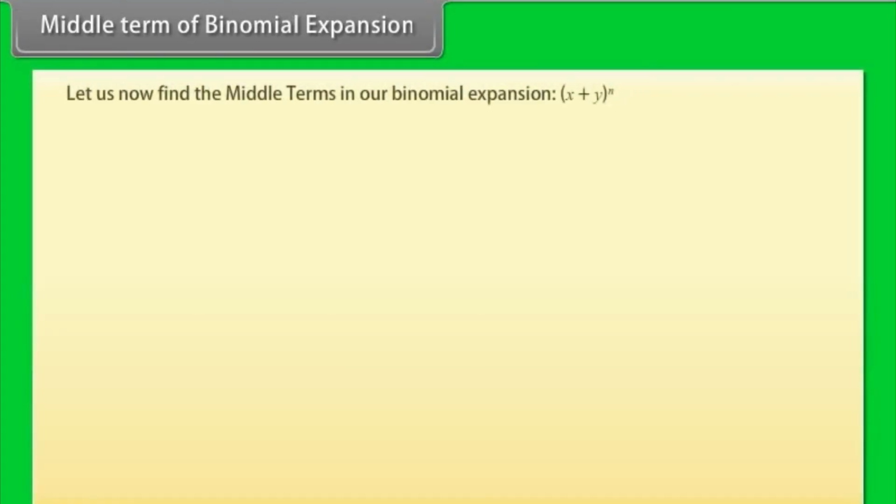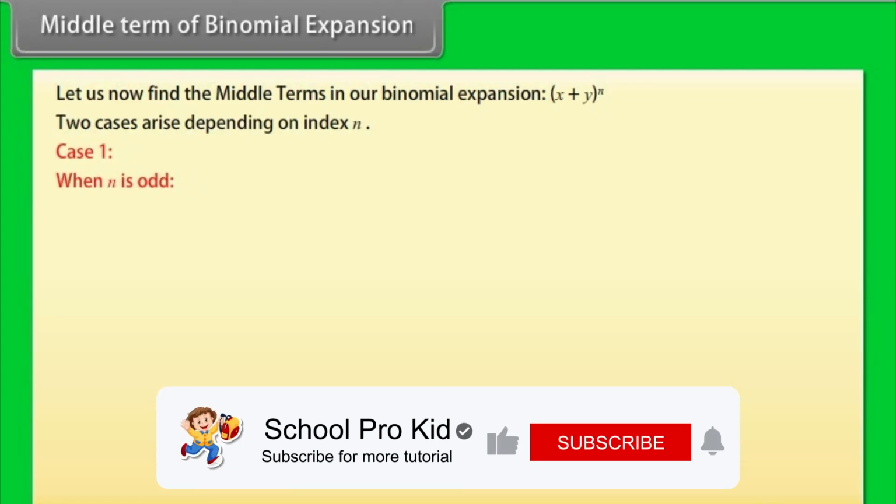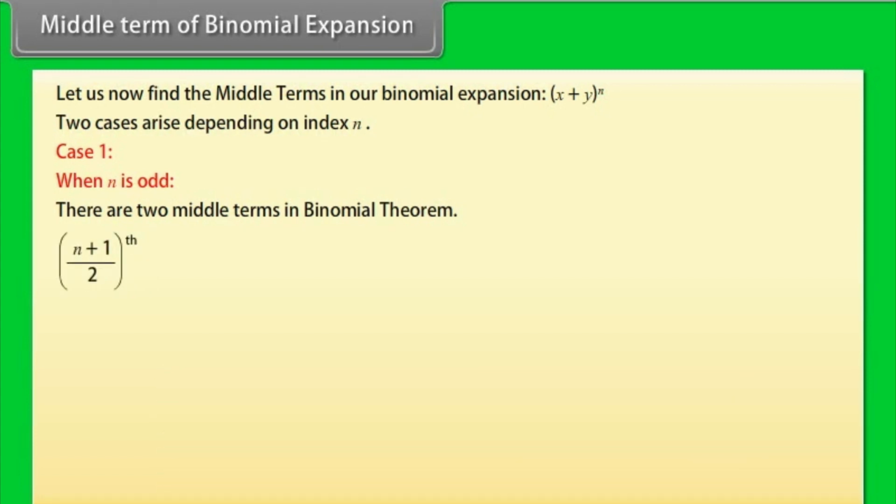Middle term of binomial expansion. Let us now find the middle terms in the binomial expansion (x + y) raised to power n. Two cases arise depending on index n. Case 1: when n is odd. There are two middle terms in the binomial theorem, the (n + 1)/2 th term and the ((n + 1)/2 + 1)th term.